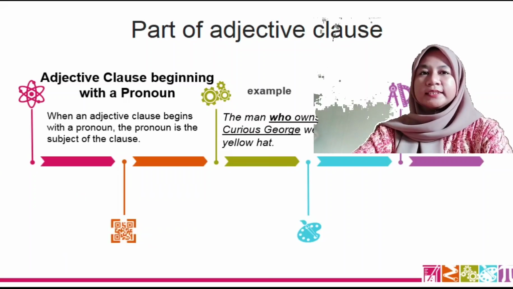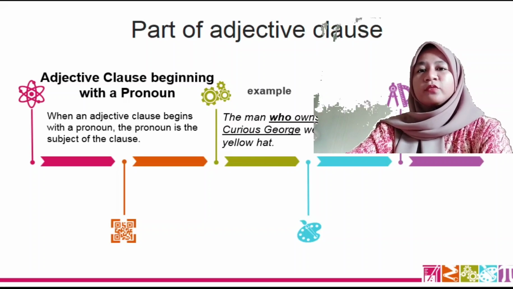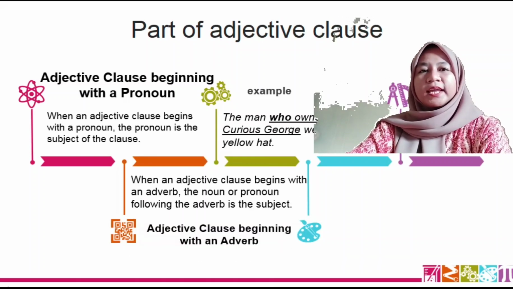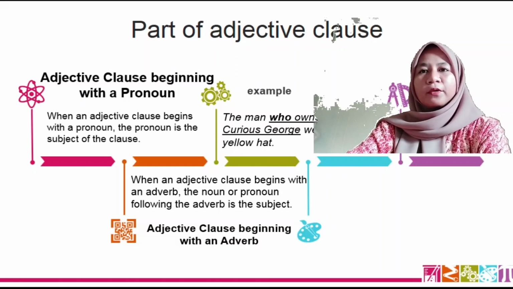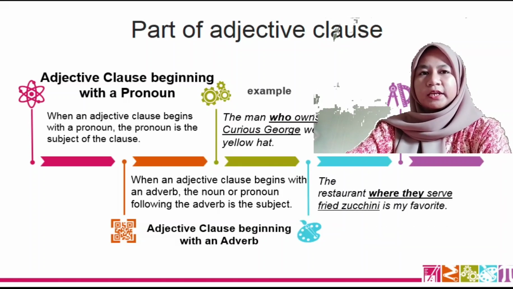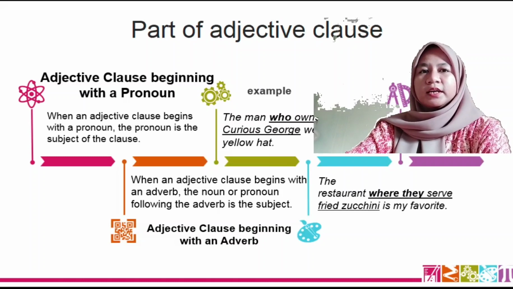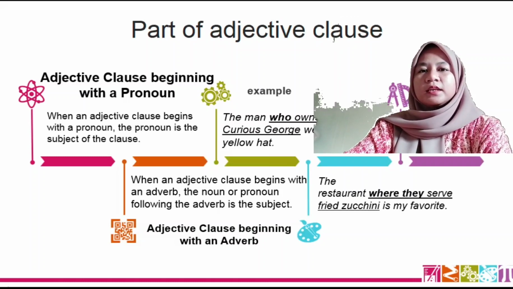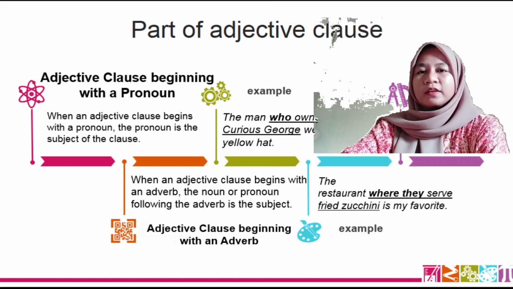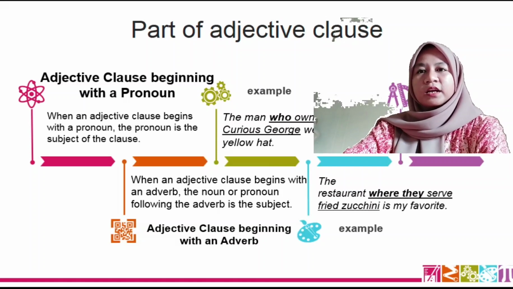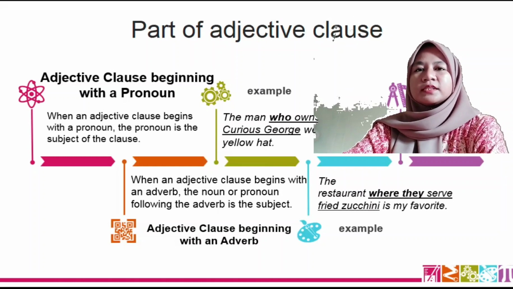The second one is adjective clauses beginning with an adverb. When an adjective clause begins with an adverb, the noun or pronoun following the adverb is the subject. Now, let's look at the example. You can read it by yourself. This adjective clause begins with the adverb where. The subject of the clause is the pronoun they. The verb is serve, and the adjective clause describes the restaurant.